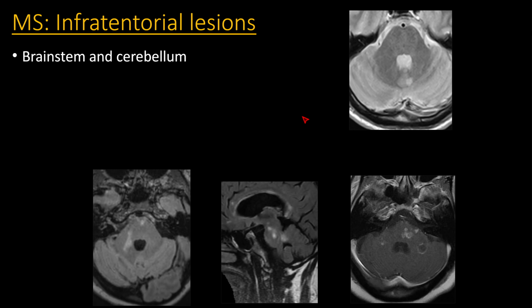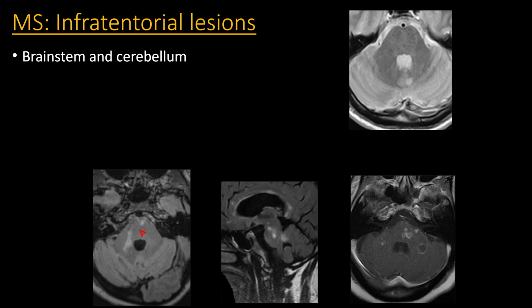Now, infratentorial lesions are lesions in the brainstem and cerebellum, including the cerebral peduncles. So here are some examples of brainstem and cerebellar lesions. You can see this lesion involving the middle cerebellar peduncle on the right, and you can see these are very asymmetric.